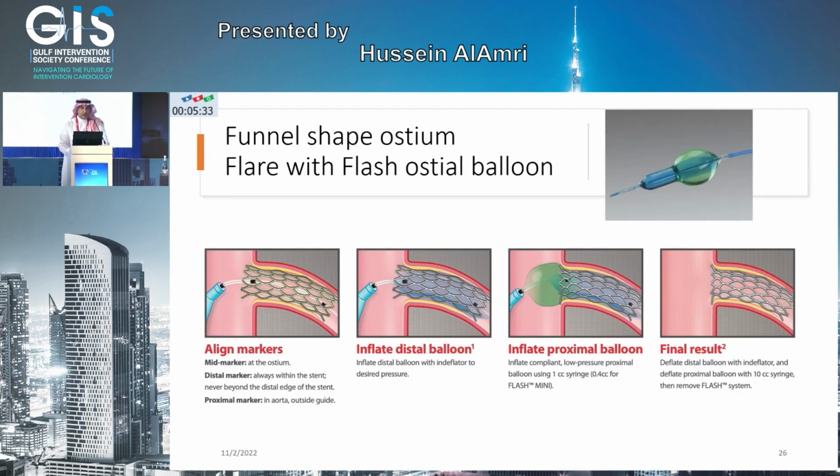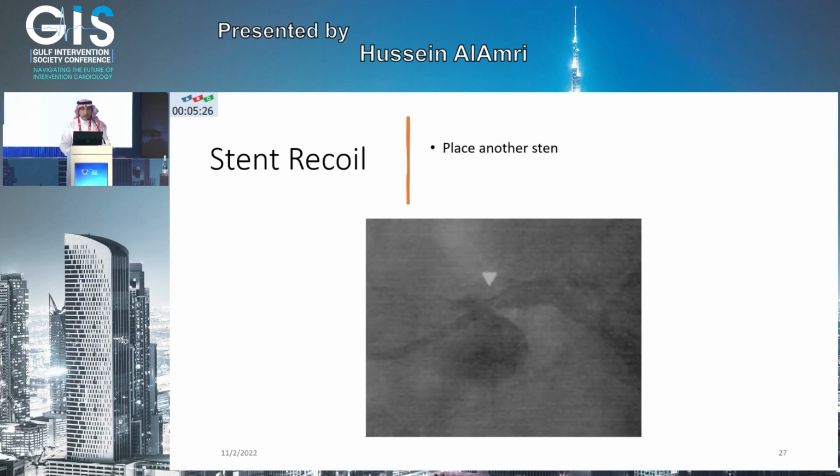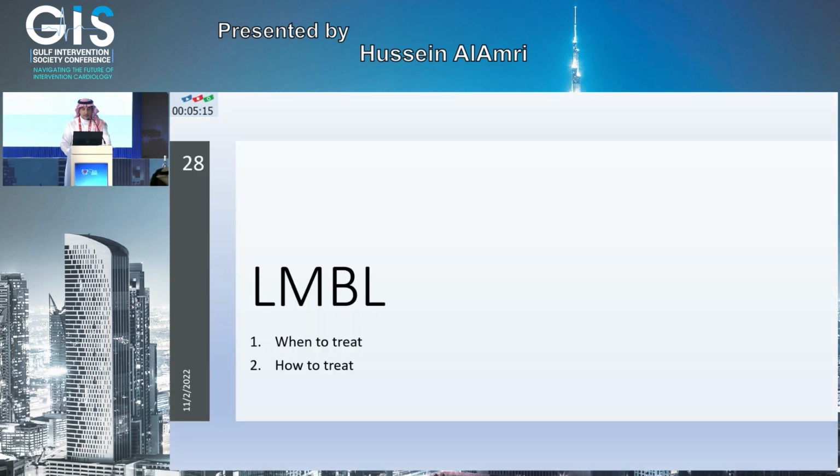In funnel shape left main, always try to oppose it to the wall, and sometimes you can use the flash ostial balloon, and always be aware of elastic recoil, which can occur with stenting, and you treat it with another stent, and the reason is high elastic fibers in these patients.